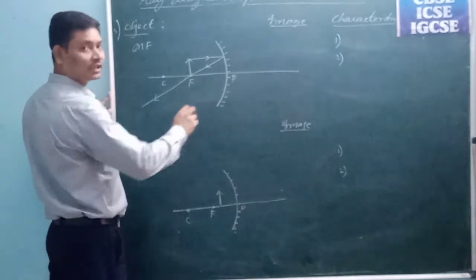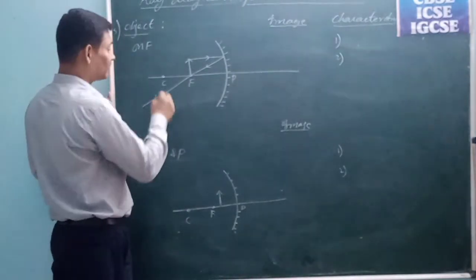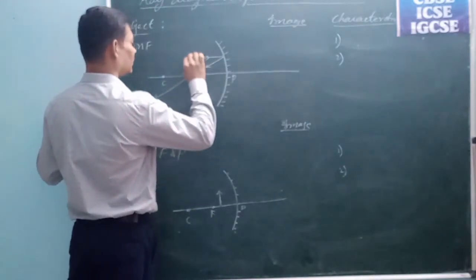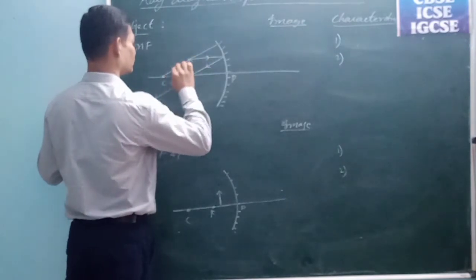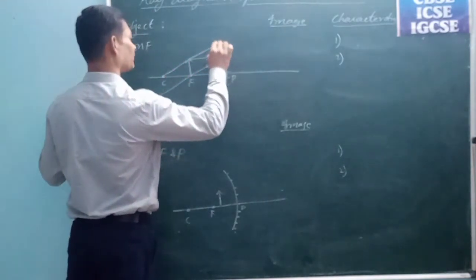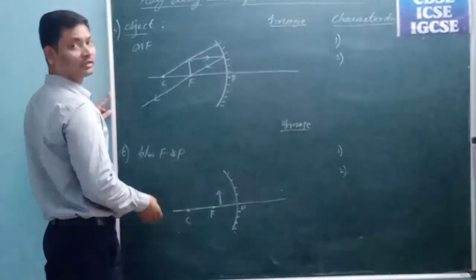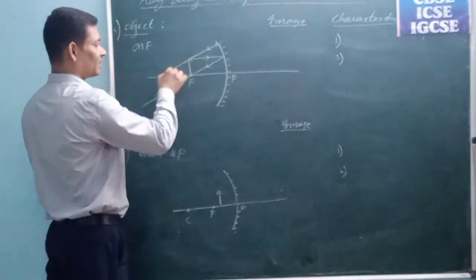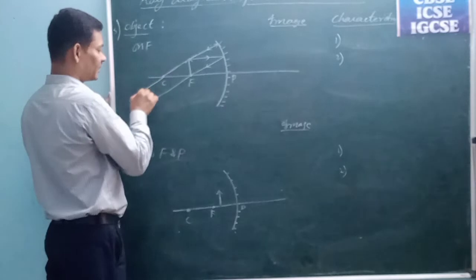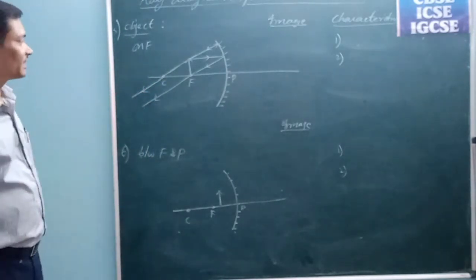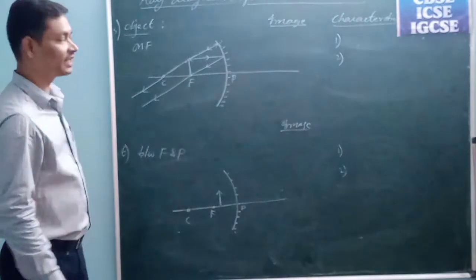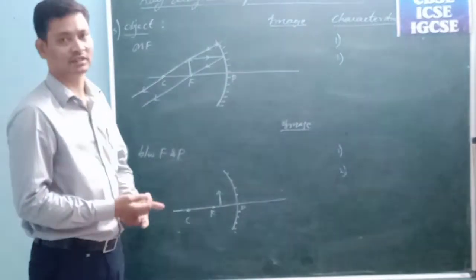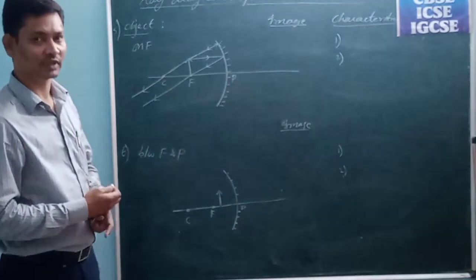So let me take the third rule, that is the ray passing through C. Suppose there is a light ray passing through C. What happens after reflection? It retraces its path as per the rule. It retraces its path. So see this. These are the two light rays, actually parallel to each other. They are not meeting at any point. If the reflected rays meet, then only we get an image.